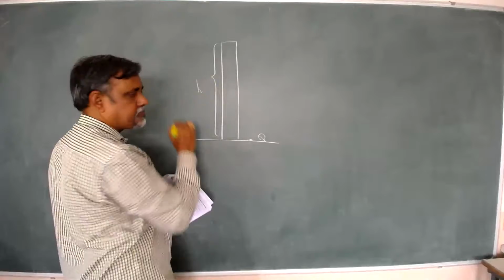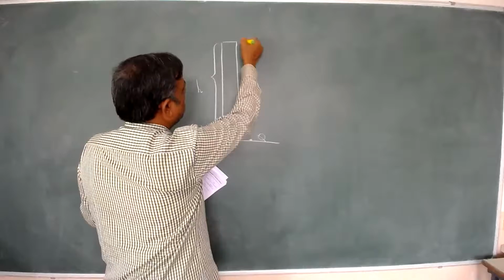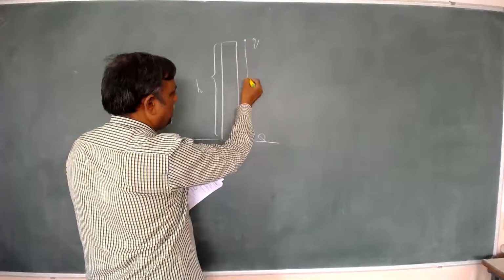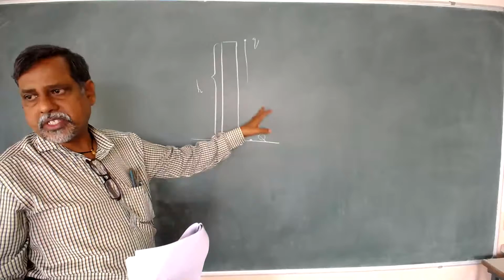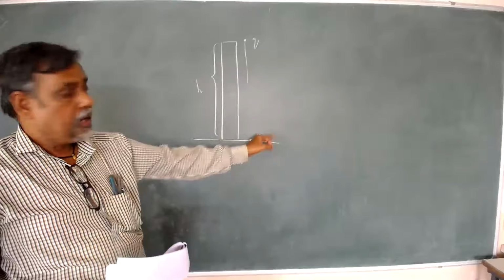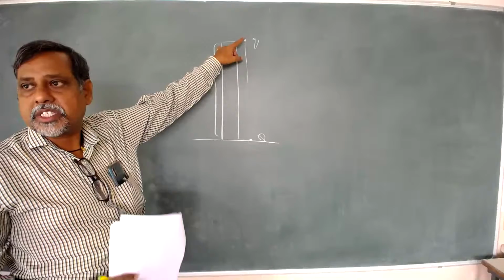From the top of the building, there is a charge called small q dropped. Now, what happens? It will be falling down, but that will not be free fall. Free fall means the body moves only under the influence of gravitational force. Besides gravitational force, this charged particle small q will experience one more force, that is the force of repulsion by this capital Q.